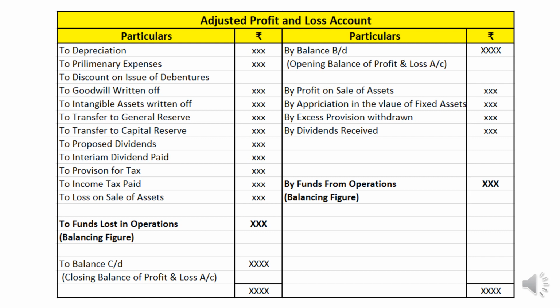Clear? At the same time, on the credit side you will find profit on sale of asset, appreciation in the value of fixed asset, excess provision withdrawn, dividend received, interest received, and so on. So we consider non-operating incomes on the credit side. Again we will credit them to calculate funds from operation. Clear? Once you close this ledger account, if you get the balancing figure on the credit side, that is funds from operation. If you get the balancing figure on the debit side, that is funds lost in operations. Like this we can calculate either funds from operation or funds lost in operations. We will take up the problems, then you will understand better.